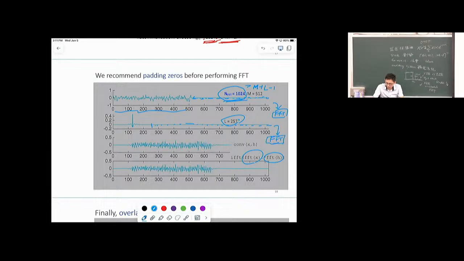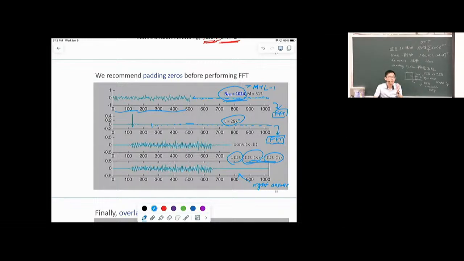And then simply multiply the spectrum right there in the frequency domain, and then perform inverse FFT. That gives you the right answer, because we know that cyclic convolution will do the job.